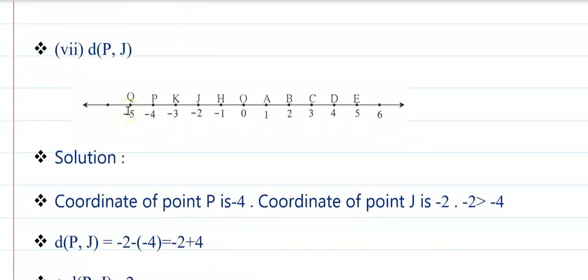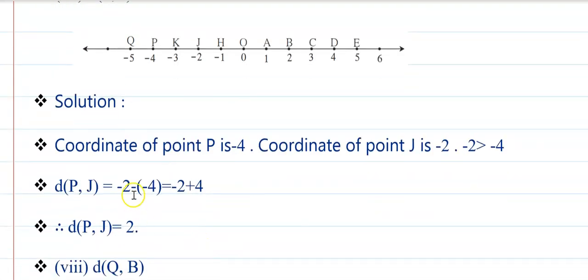Next is distance PJ. The coordinate of the point P is minus 4 and the coordinate of the point J is minus 2. Minus 2 is greater than minus 4. Distance PJ is equal to minus 2 minus in bracket minus 4. Again this minus and minus will become plus. That is minus 2 plus 4 and that is equal to 2. And hence distance PJ is equal to 2.